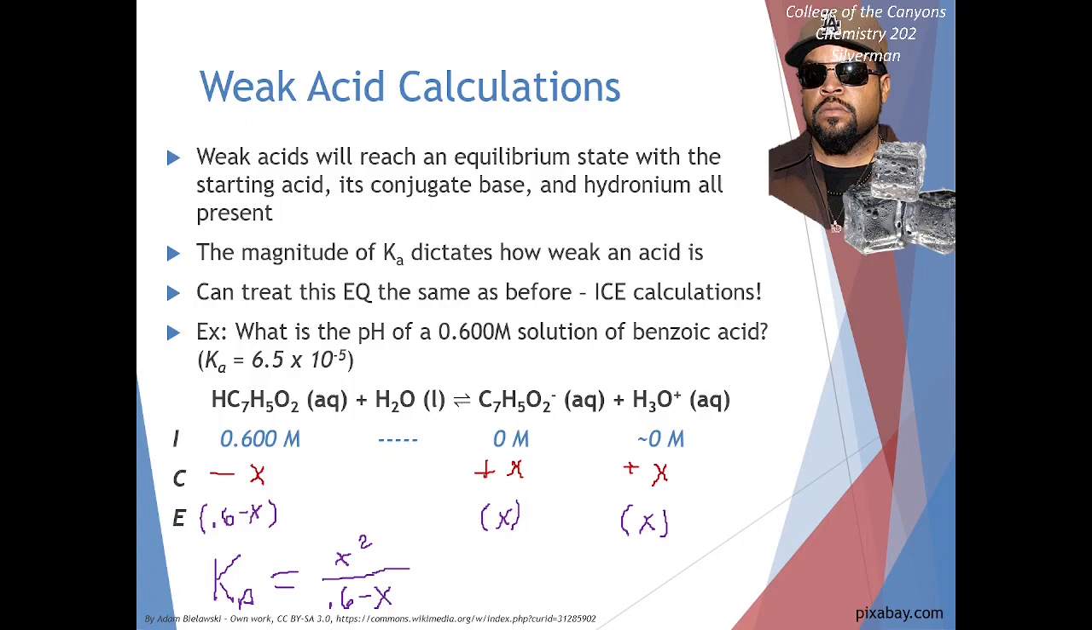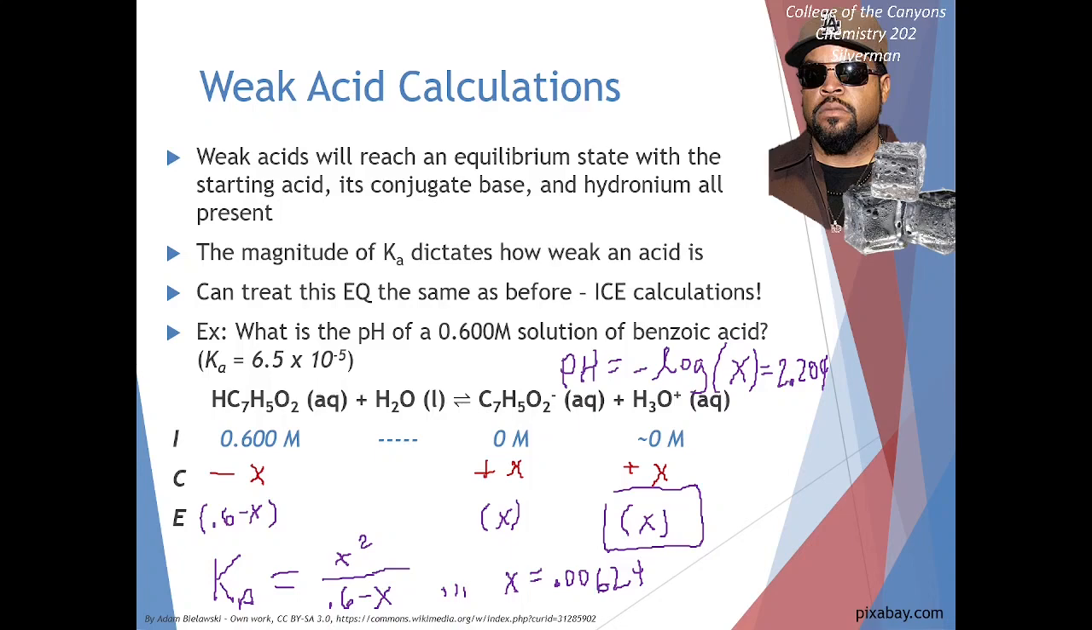Our answer should be x is 0.00624, and therefore the pH is going to be the negative log of our concentration of H3O+. Well, H3O+ is just x. pH has to be 2.204. There we go. Weak acids only partially react, which means they will reach some equilibrium. Turns out we already know how to deal with equilibrium from our previous ICE table strategies.